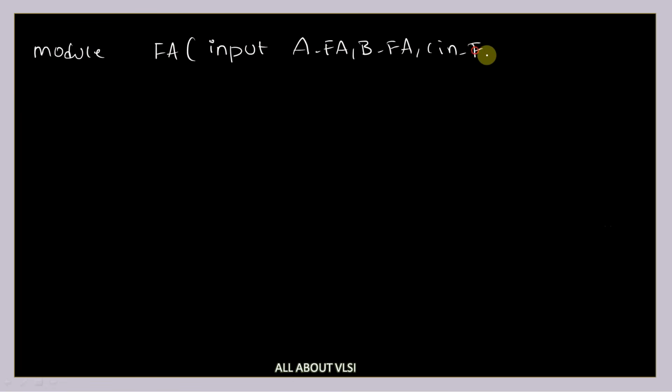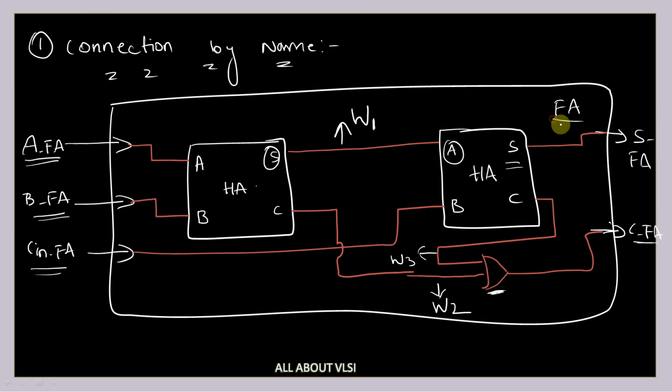How to write the code for our full adder module? Module name, input ports. Input ports of our full adder are A underscore FA, B underscore FA, and C underscore FA. And what are our output ports? Our output ports are S underscore FA and C underscore FA. Now, here I am going to connect my full adder's input ports with my half adder's input ports.